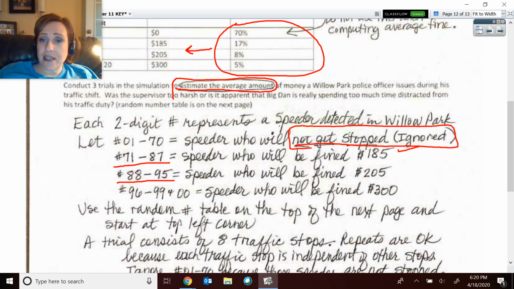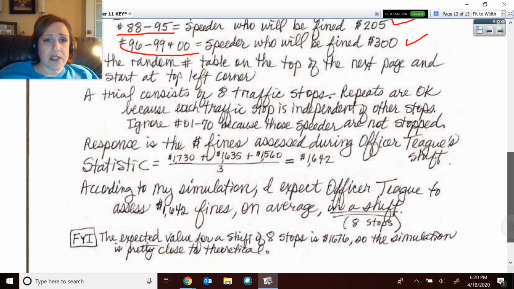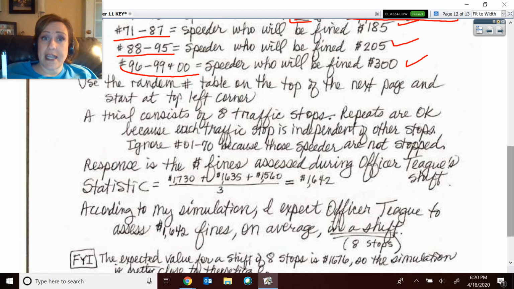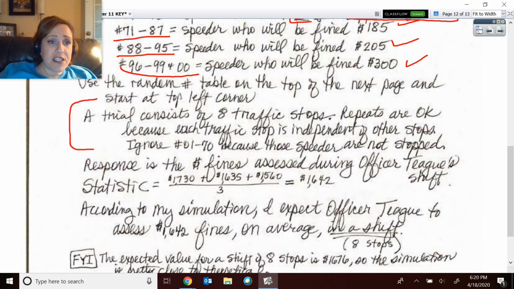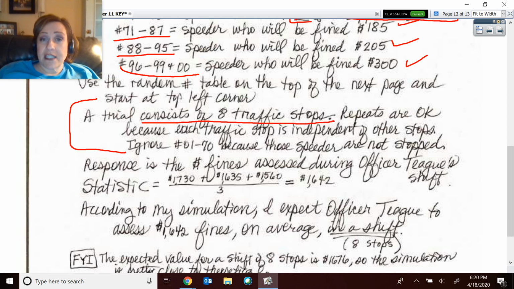These 8 items are the ones that are fined $205, and these 5 items are the ones that are fined $300. So I used a random number table, start at the top left, and what's going to happen is I've got this trial, and it is consisting of 8 traffic stops. So I'm just going to look at those 8 stopped people. I'm ignoring the others. Repeats are okay because each car is independent of each other.